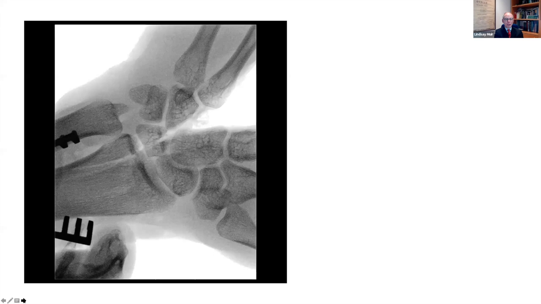And then the radius, fix that on its merits. If it's just a nice clean cut like that, you might get away with just some compression screws if you could get them to fit in the correct direction.